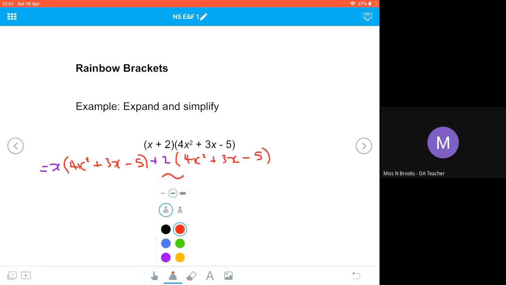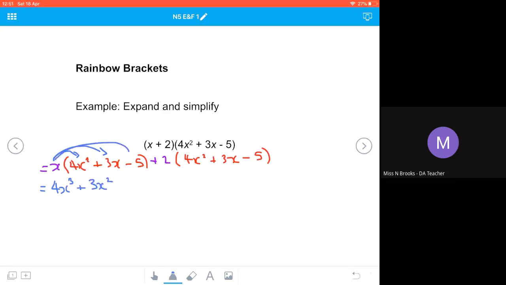And so now we need to do some expanding. So we're going to do x multiplied by 4x squared, and that gives us 4x cubed. X multiplied by 3x gives us a plus 3x squared. And we've got an x multiplied by negative 5, which gives us negative 5x. Then we're going to do the same thing to the second bracket.